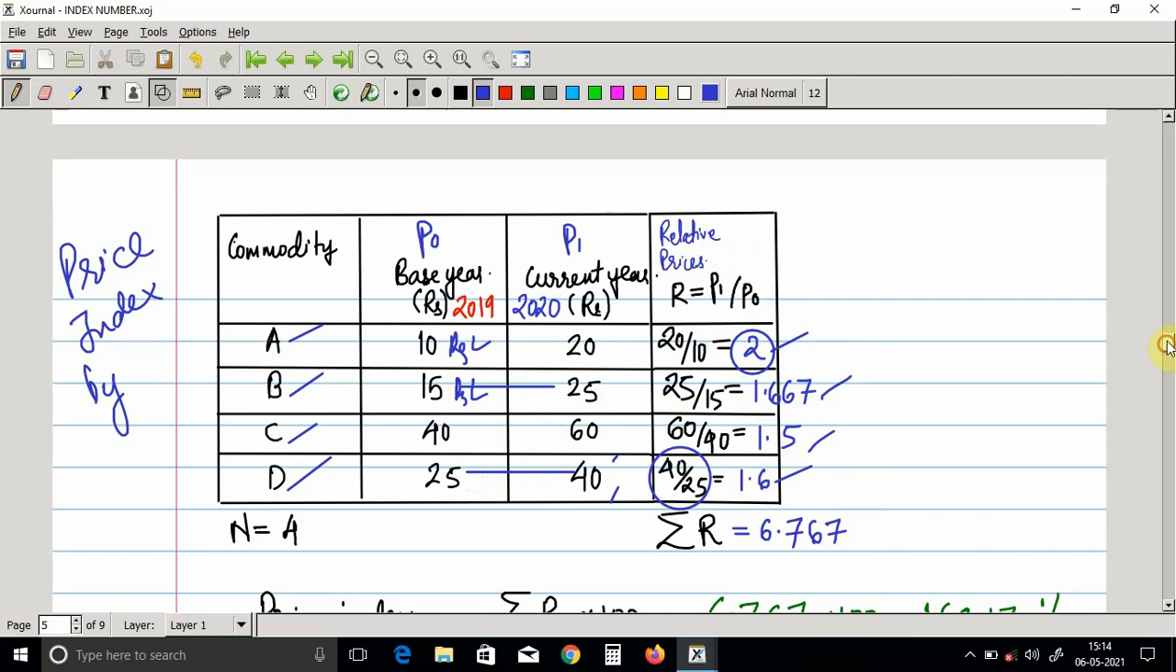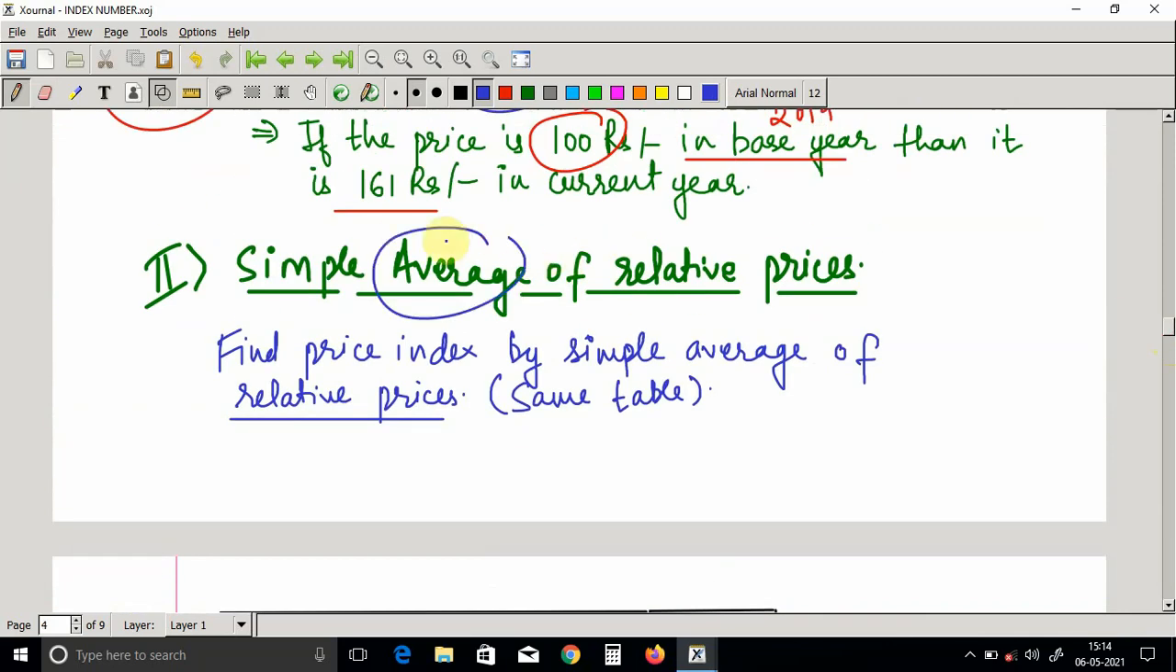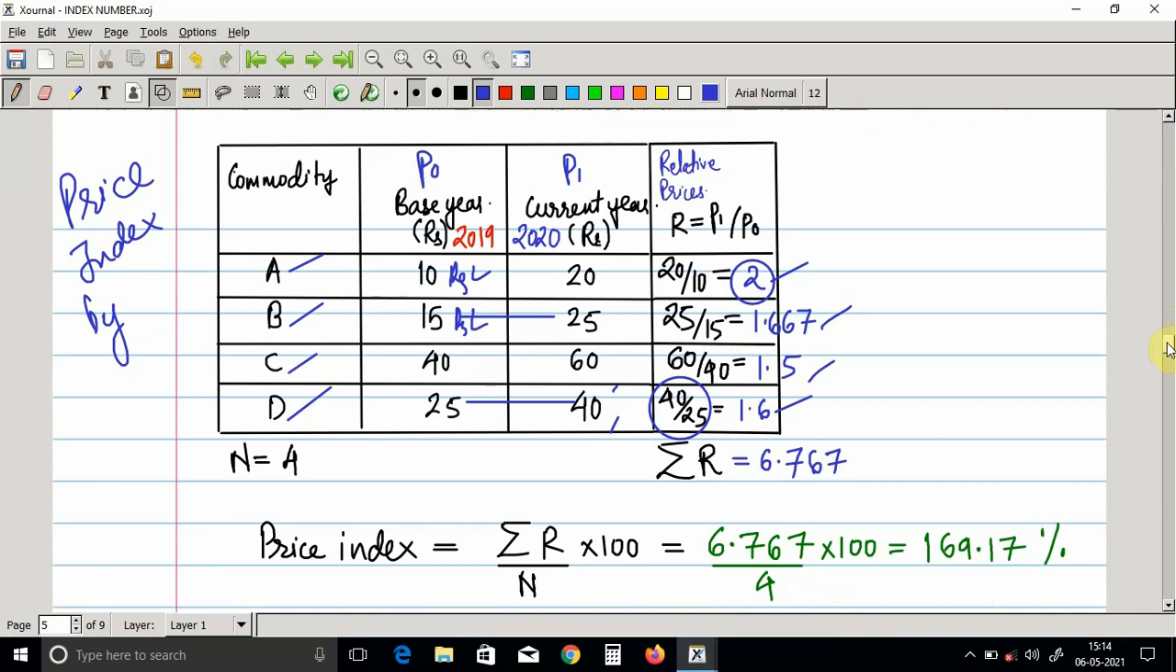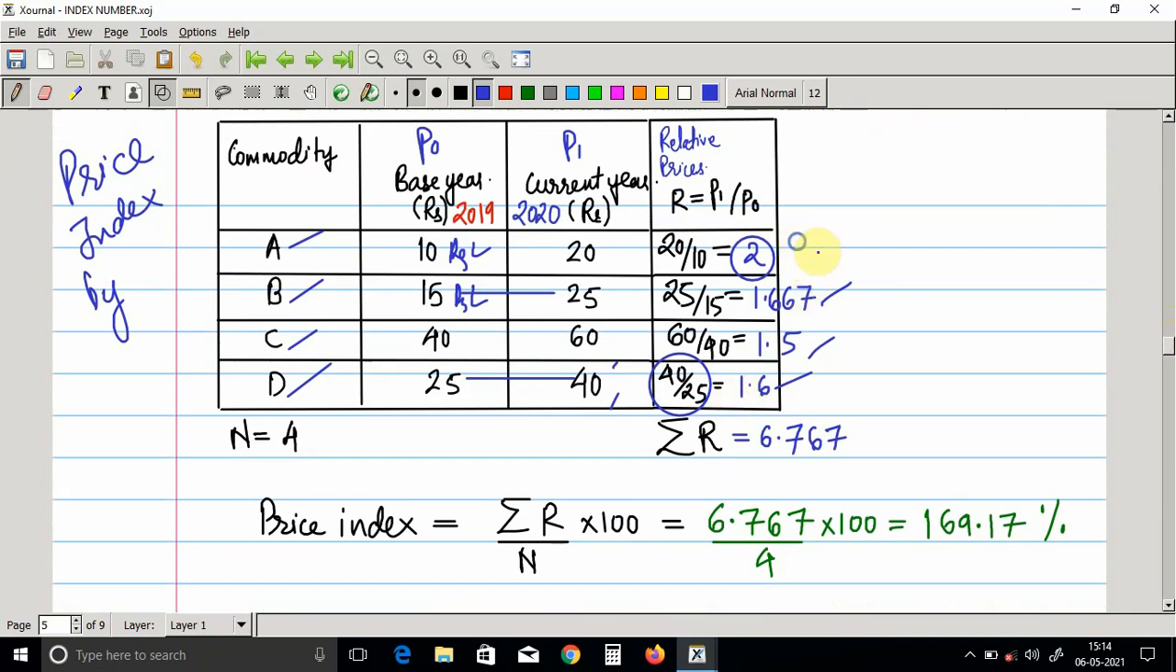Then it's written average of relative prices. तो जो relative prices हमने यहाँ पे निकाले हैं उनका average कैसे निकालते हैं? Find the sum of all the relative prices, then divide by the number of quantities, n.